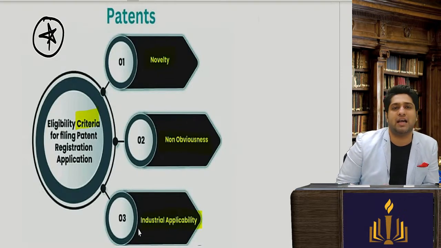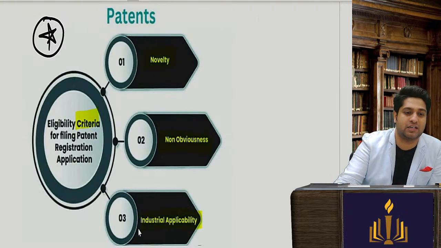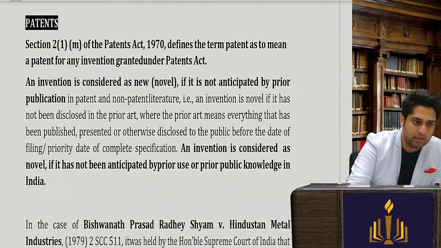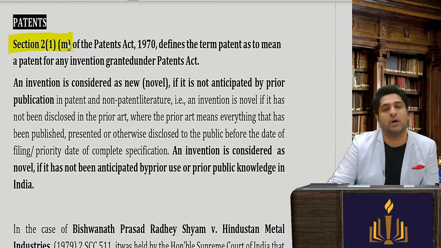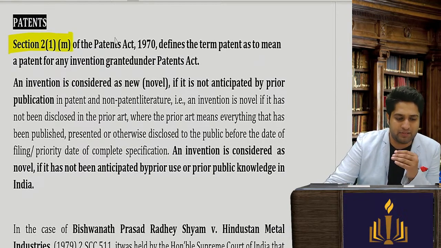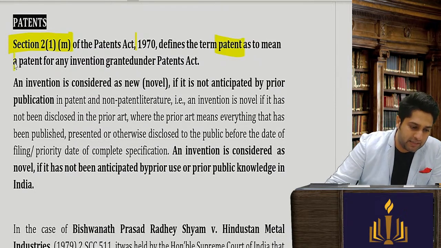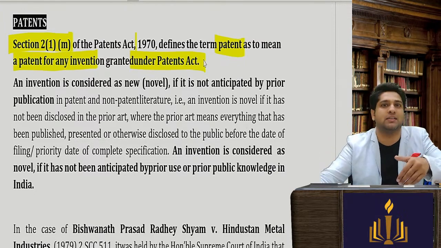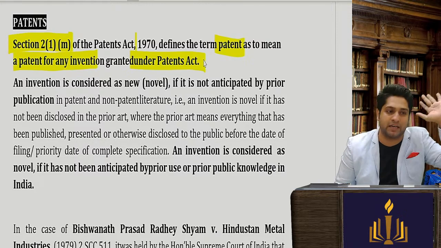When I say industrial applicability, means what? I told you, it could be manufactured and sold, etc. Now in patents, the definition of patents, when we see section 2(1)(m), they give you a very basic definition. They say patent means a patent for any invention granted under the act. So patent means a patent granted under the act is called as a patent. So anything, if you got a certificate, that is a patent.